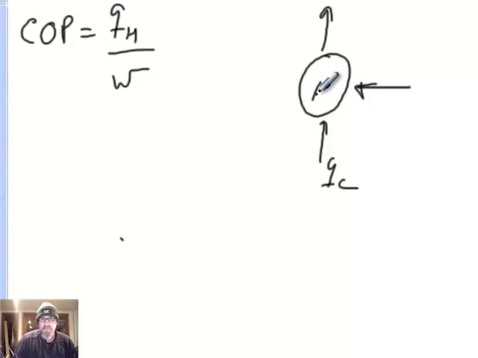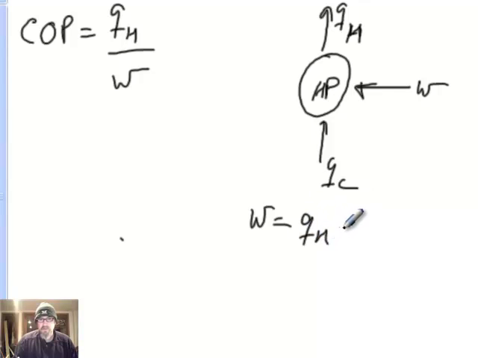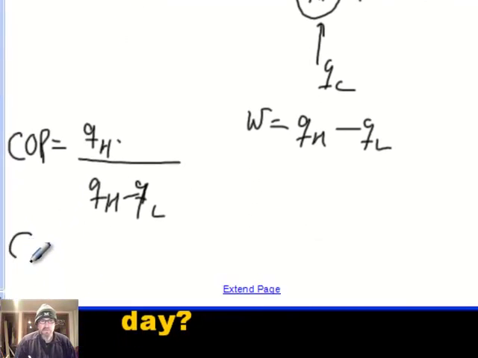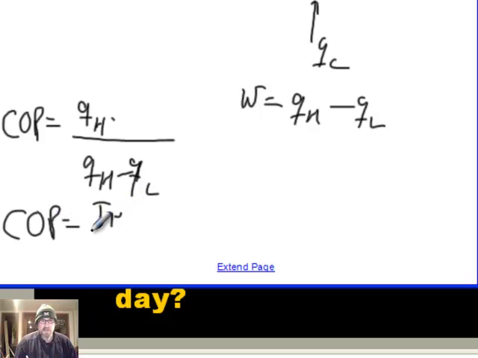Q low enters the heat pump from the low temperature source. Work enters from the source of work, electric motor or something, and Q hot exits the heat pump into the high temperature sink. By conservation of energy, here's what has to be true. The work done has got to be equal to the difference between how much energy comes out and how much energy came in from the heat source. So we could rewrite this. We could say coefficient of performance is equal to Q hot over Q hot minus Q low. But we've seen that these ratios of temperatures and ratios of heat are equivalent to each other. So we could say COP is equal to T hot over T hot minus T low.